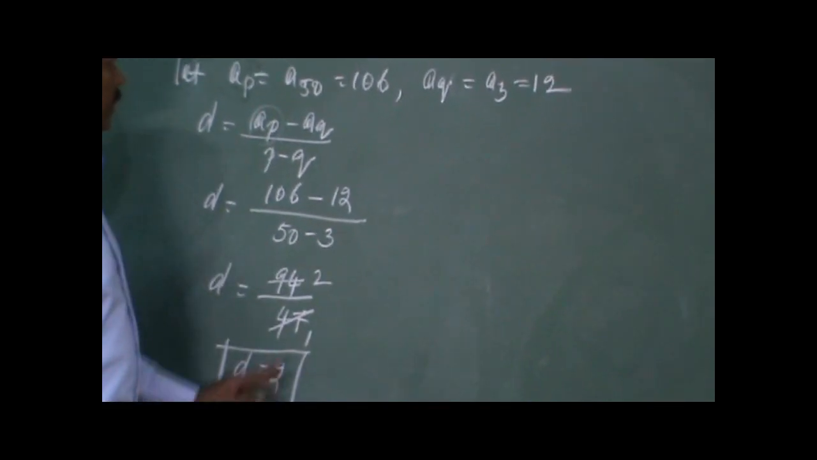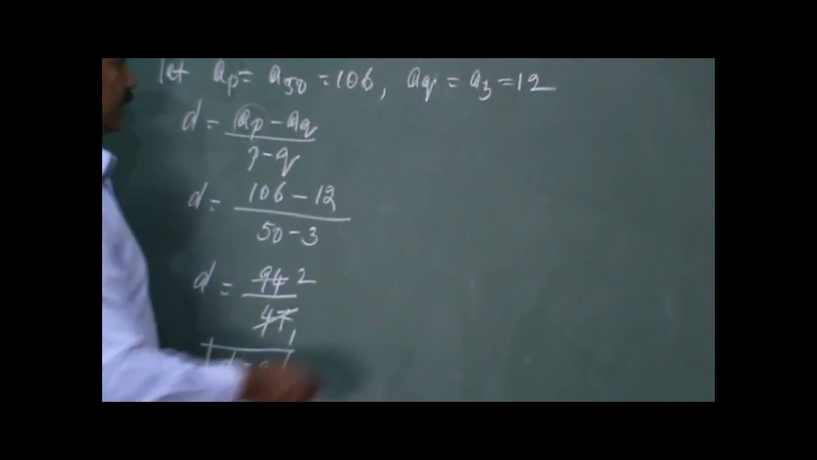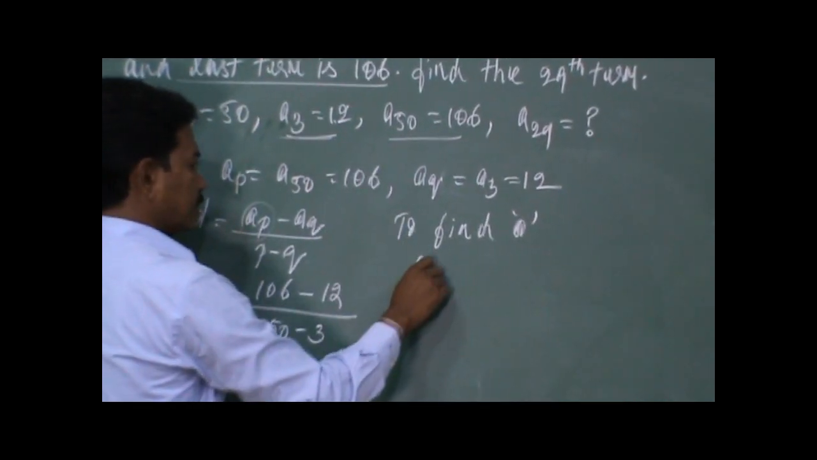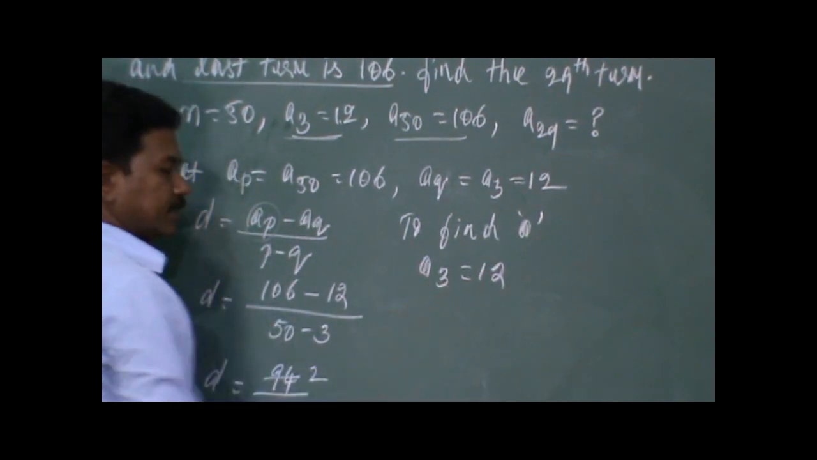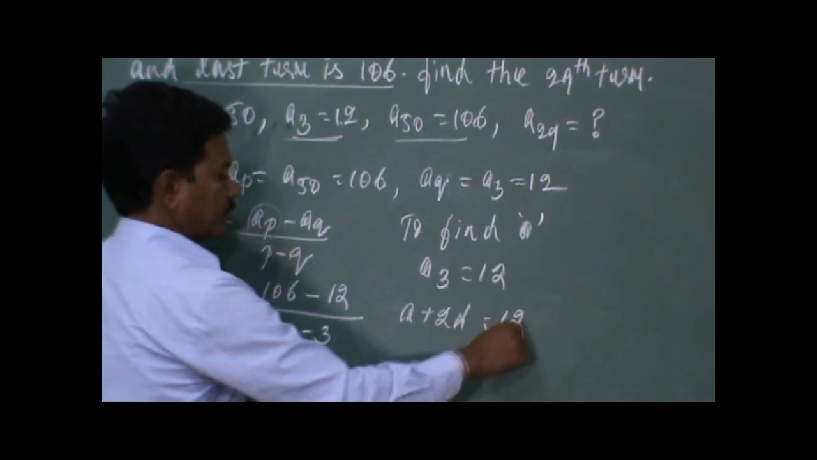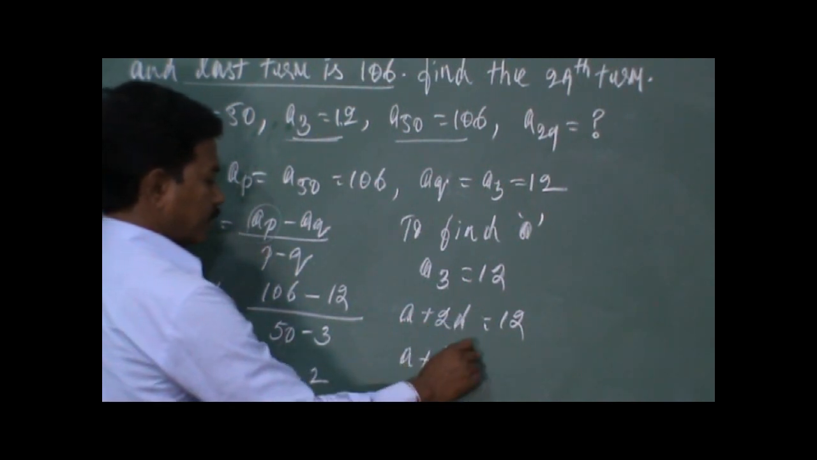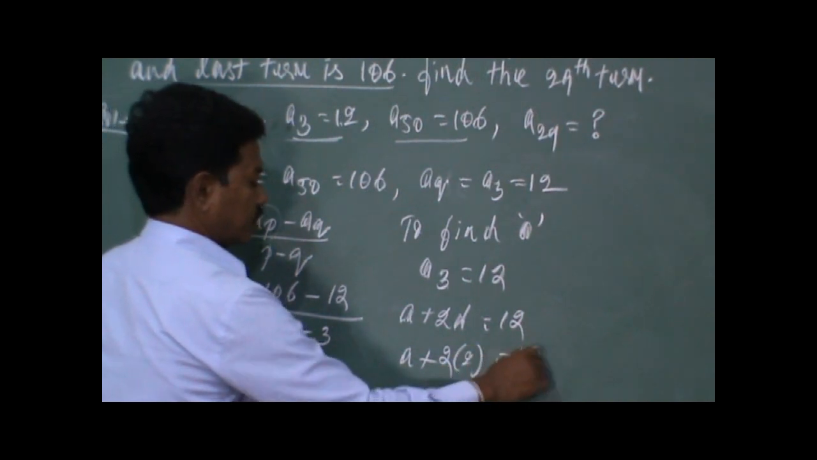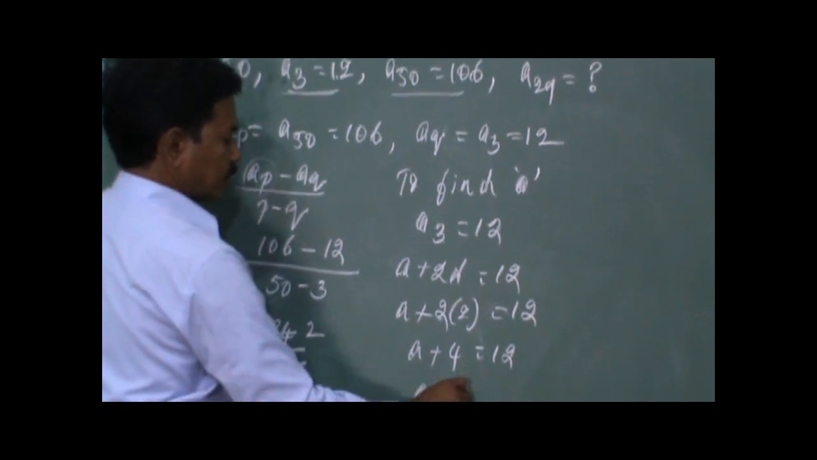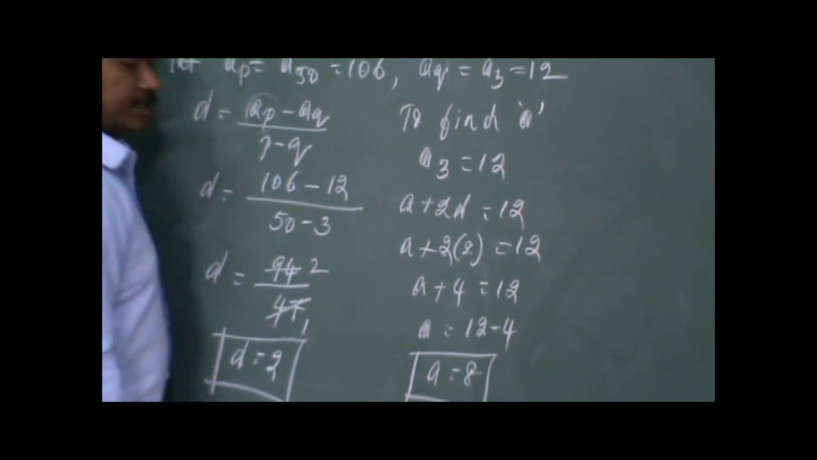So we will substitute the value of D in any one of these two terms. Take whichever is easier. A3 is 12, that is easy. So to find A, take one of the terms. So A3 is equal to 12. Define the term A3. So A3 can be defined as A plus 2D is equal to 12. A value is unknown. 2 into D value is 2, plus A is equal to 12. So A plus 4 is equal to 12. A is equal to 12 minus 4. A is equal to 8. The value of first term is 8.